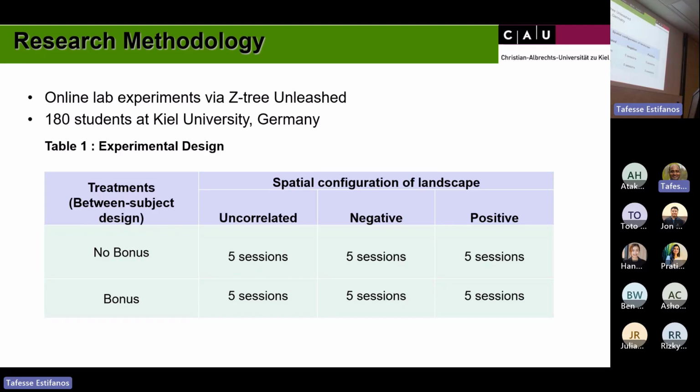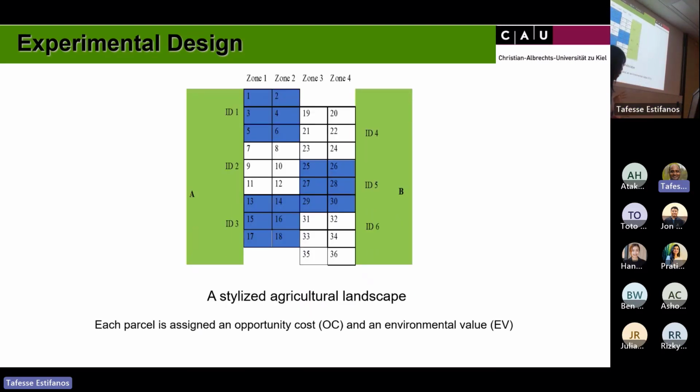So we follow a between-subject design, 2 by 3 here. We vary the spatial configurations of the landscape, uncorrelated, negative, and positive landscape types, with the actions and results of the bonus. So this is the experimental setup we presented to the subjects in the experiment.